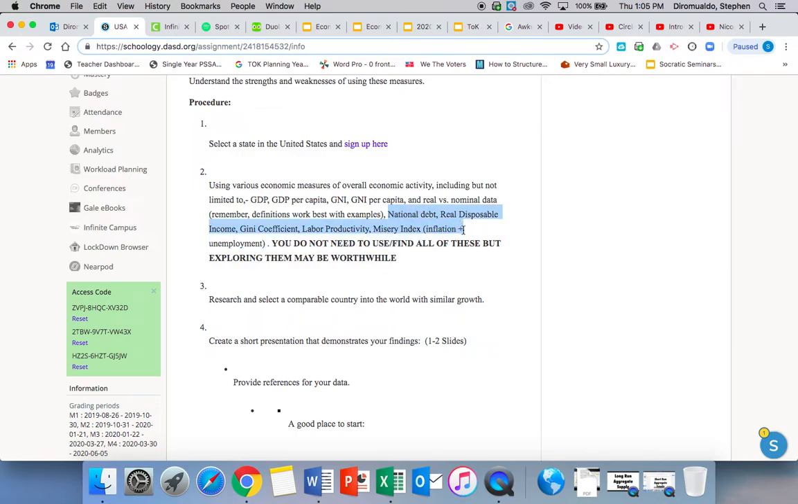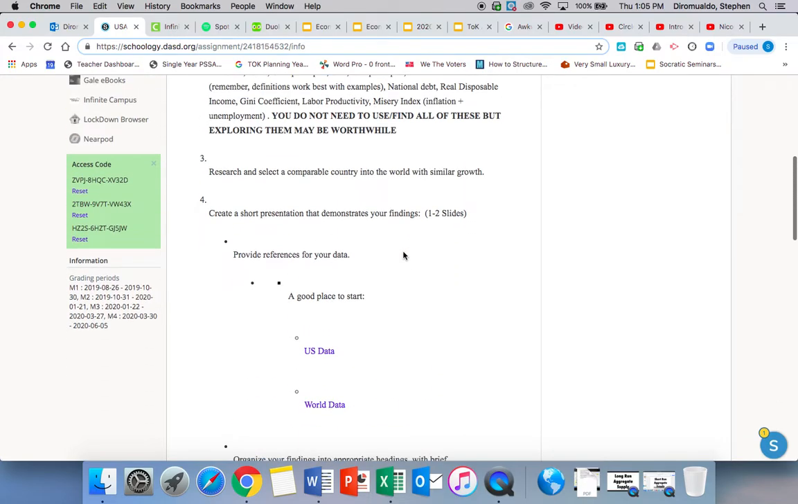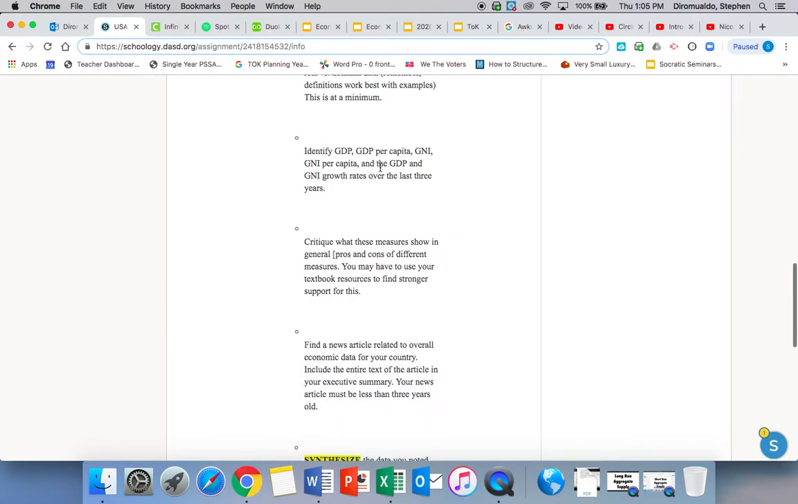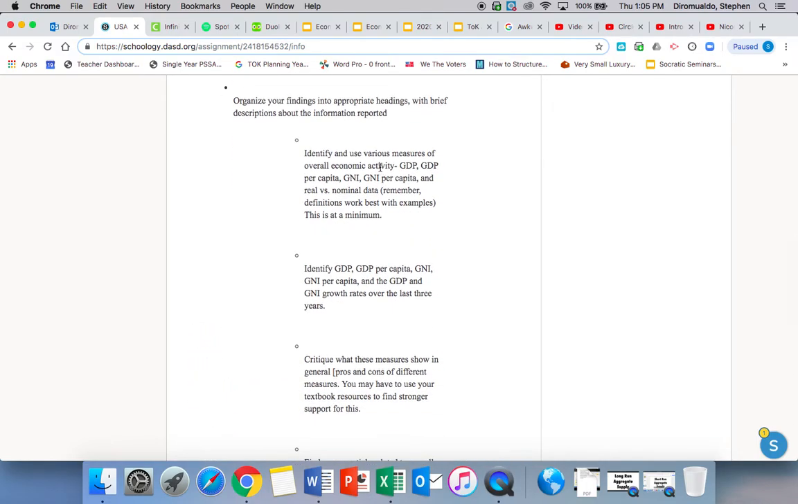That could be national debt, real disposable income, Gini coefficient, labor productivity, or the misery index, which is just inflation and unemployment. Really, this part is just explaining to you the 1 to 2 slides, what's expected to be on there. But then the last part here, which I think is what's making this confusing to you, this isn't stuff that goes on your slides. This is the 250 word brief thing at the end.